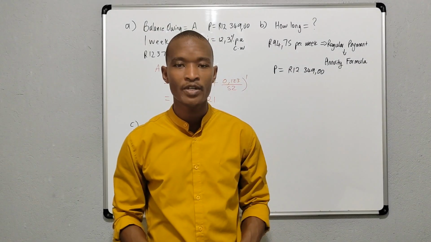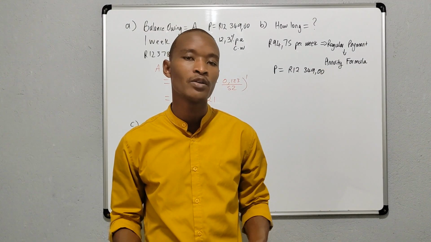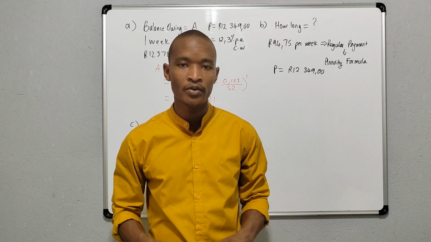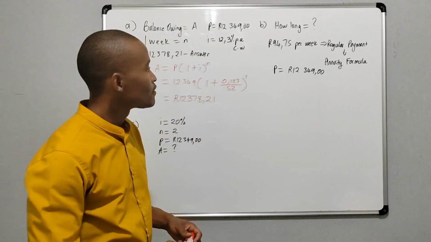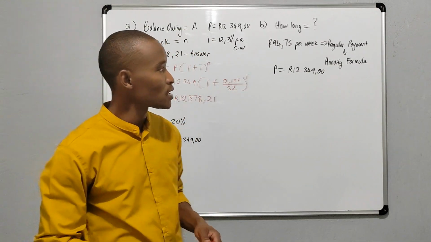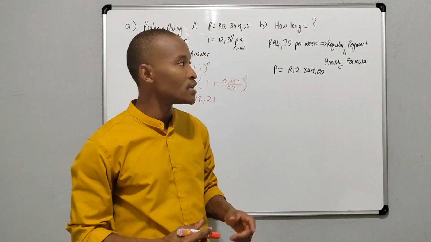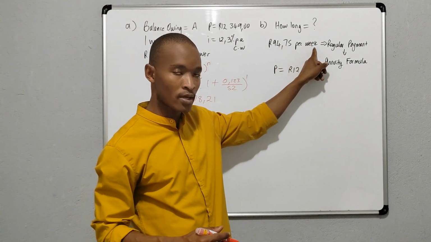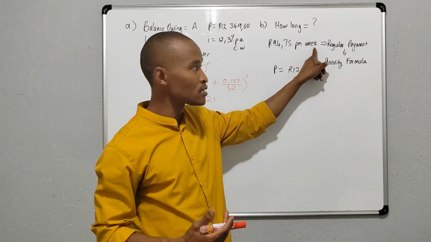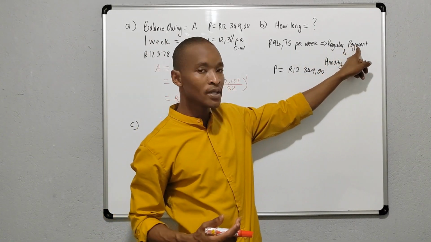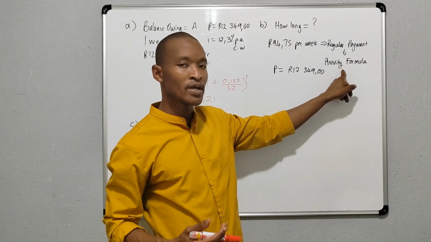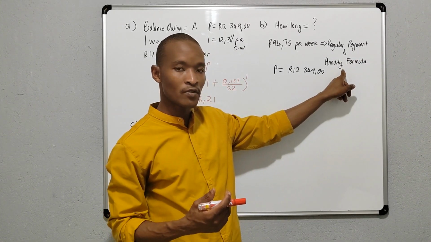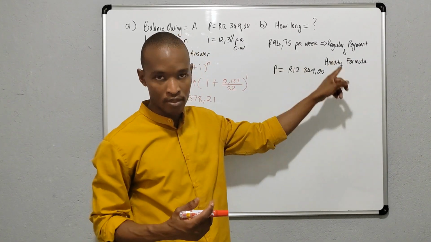All right, so for question B, we are asked to determine how long it will take Lucy to repay this 12,349 that is outstanding on the credit card if she agrees to pay 94.75 per week. So what does that indicate to us? This will be a regular payment, and therefore it means we must bring in an annuity formula to be able to answer such a question, right?